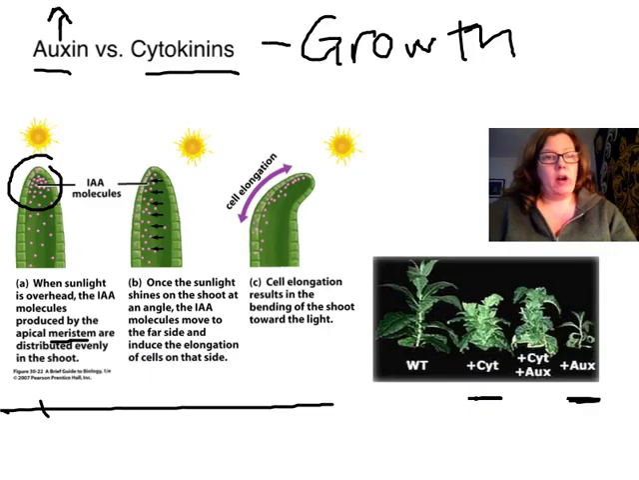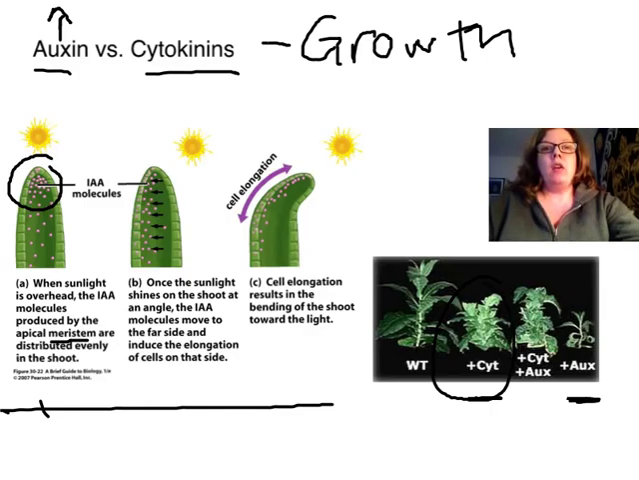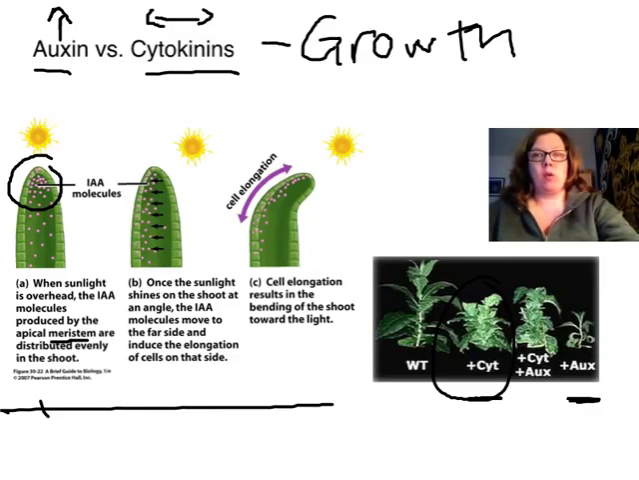Auxin will also occur at the tip of the roots as well, so it'll cause the roots to grow down into the soil. So this is about elongation, in other words, making either the stem or the root system longer. Cytokinins are different. Notice this plant here that's been treated with the cytokinins. Notice this plant is getting bushy, and that's because cytokinins promote side-to-side growth.